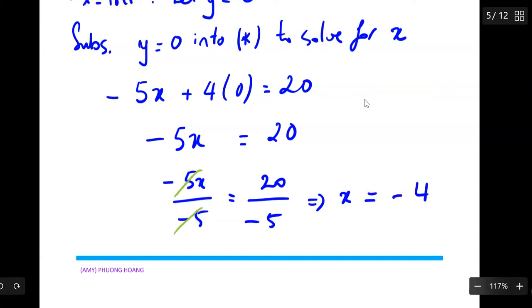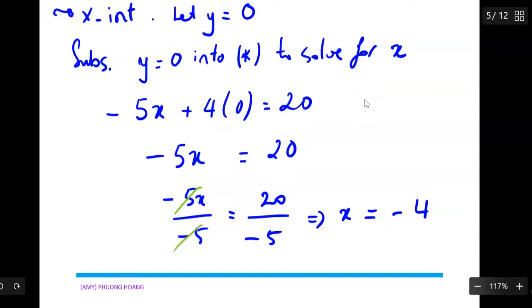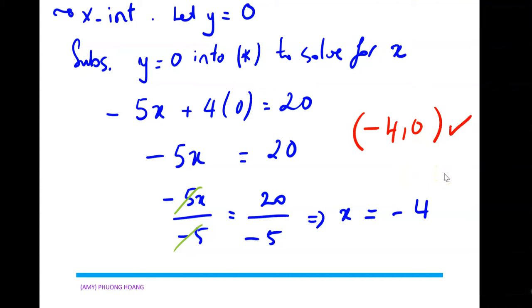Alright, okay, so you should pull out a pair for this as well. So this pair will be negative 4 and 0. Okay, when you let y equal to 0, you found this. So this is the x-intercept. 1 point on the graph to plot already.